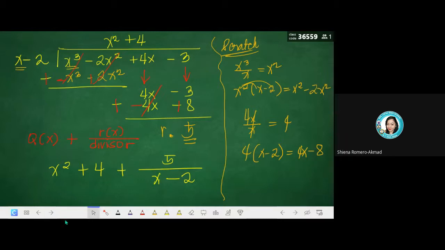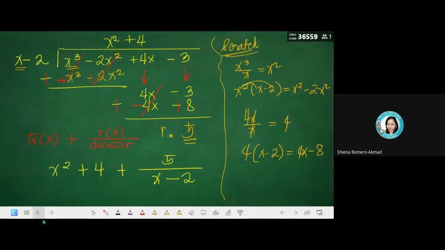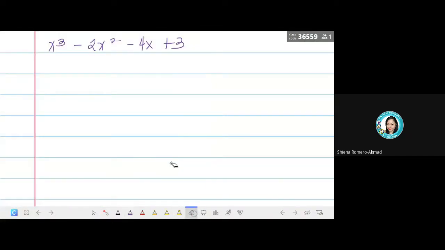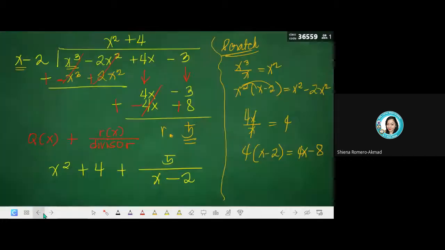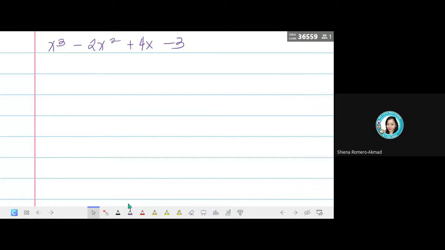X cubed minus 2x squared plus 4x minus 3. Ano daw? X cubed minus 2x squared. Tama ba? Minus 4x plus 3. Tama ba ako? Ay, baliktad yung sign. Plus 4x minus 3. Then yung given ay x minus 2. Divided by x minus 2.